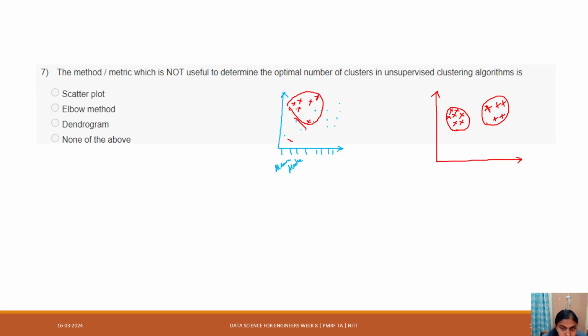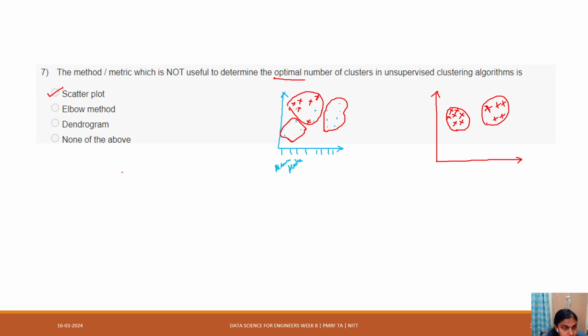Sometimes if you give it to a clustering algorithm, it might form clusters like this. This is also possible. So the scatter plot alone is not a useful metric to determine the optimal number of clusters. You are asked to find the optimal number, right? The number which gives the minimum misclassification, where everything in a particular cluster belongs to a particular class only. The optimal number won't be given by a scatter plot. So the answer here right now is A.